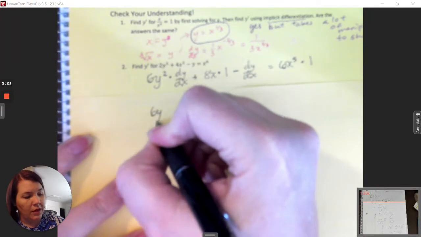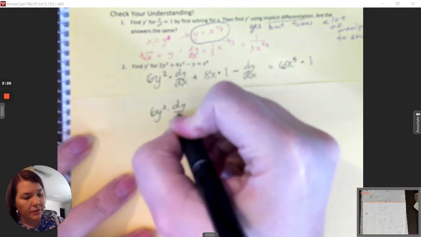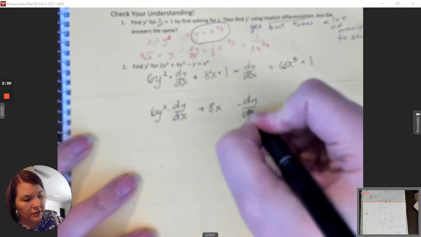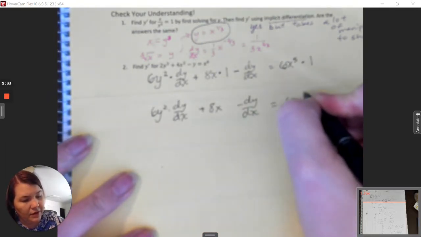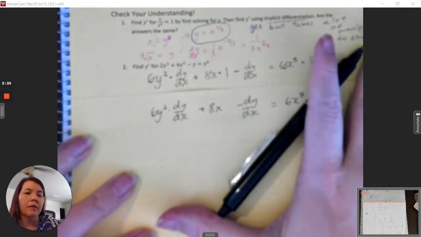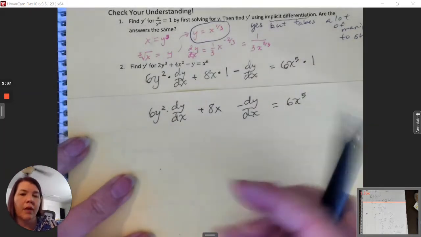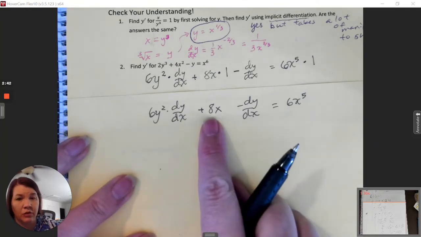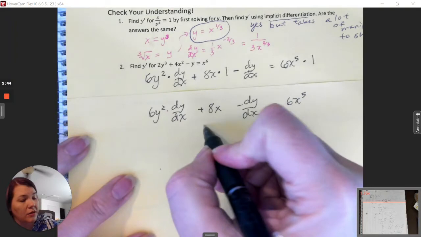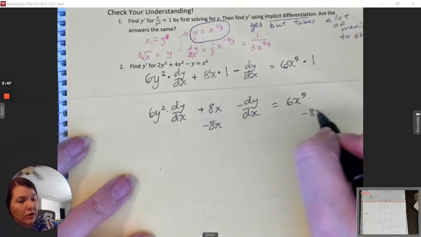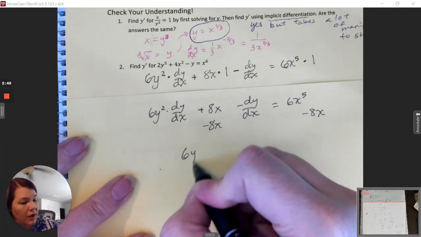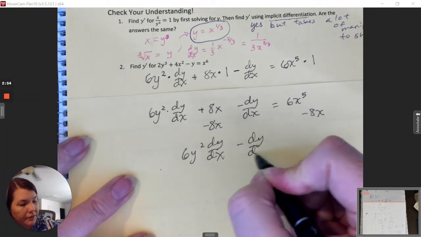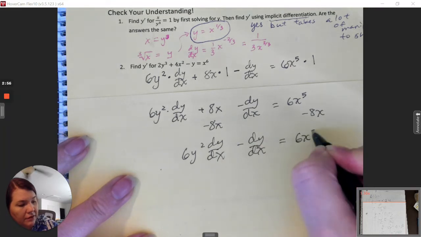So I've got 6y squared dy dx plus 8x minus dy dx equals 6x to the 5th. So I'm just rewriting that. There we go. And so I'm going to collect my terms with dy dx on one side and my terms without dy dx on the other. So I need to move 8x to the other side of the equation. And so I have 6y squared dy dx minus dy dx equals 6x to the 5th minus 8x.